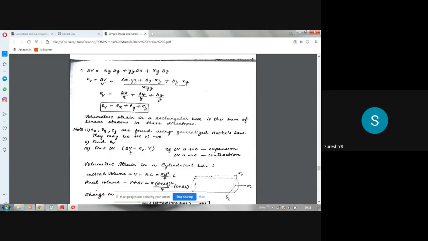We know that EV is equal to delta V by V. V is known, the initial volume we will be knowing. EV is found out using this. Take the product of that, you will get delta V. If delta V is positive, then expansion. So that means volume will increase.